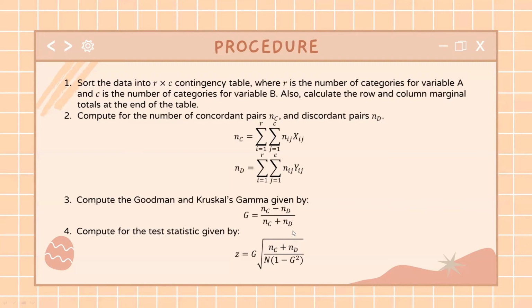The estimator gamma only uses the number of concordant and discordant pairs of observations. Last, compute the test statistic given by G times the square root of n sub C plus n sub D all over big N times the quantity 1 minus G squared.